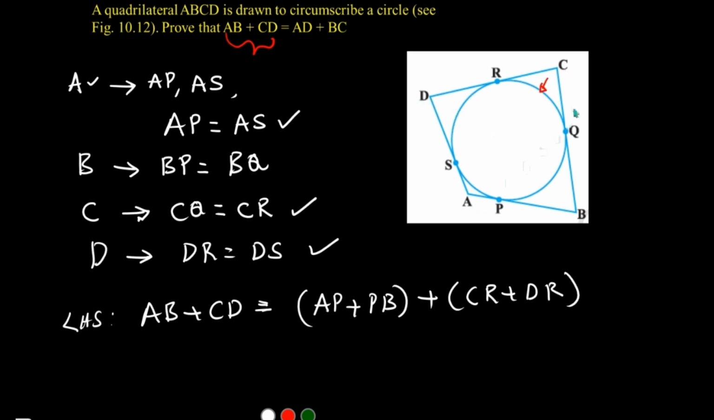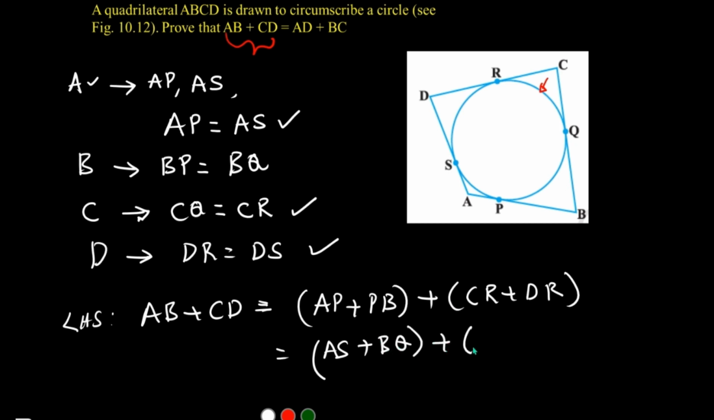We need to prove it equals the other two sides, so we will write the other sides here. AP is equal to SA, that's what we have shown, so AP is equal to AS. We'll write that here. Like PB, what do you write? PB is equal to QB, or BQ.